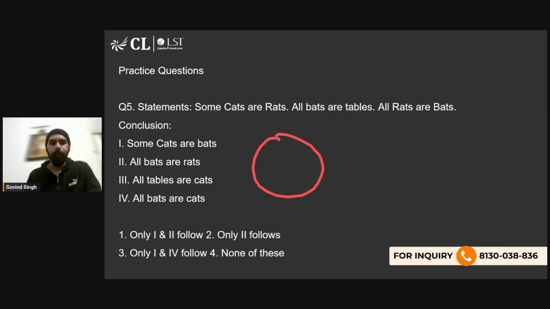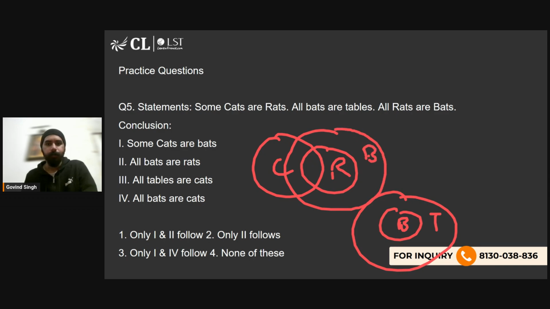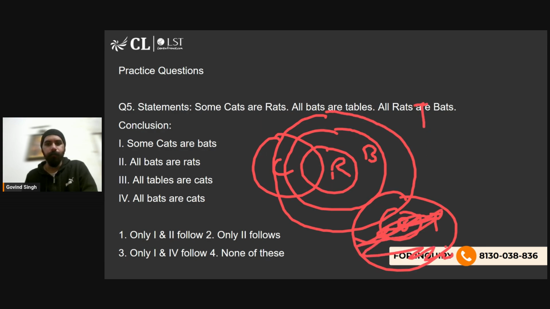Let's see. Some cats are rats. All bats are tables. Okay, so new variables. All rats are bats. Interesting, so we'll have to draw it in a different way. All rats are bats, we'll draw like this, and all bats are tables, then we'll draw like this. So this is the diagram we'll look at. You can ignore this one. Now all our statements are made: some cats are rats, all bats are tables, and all rats are bats.